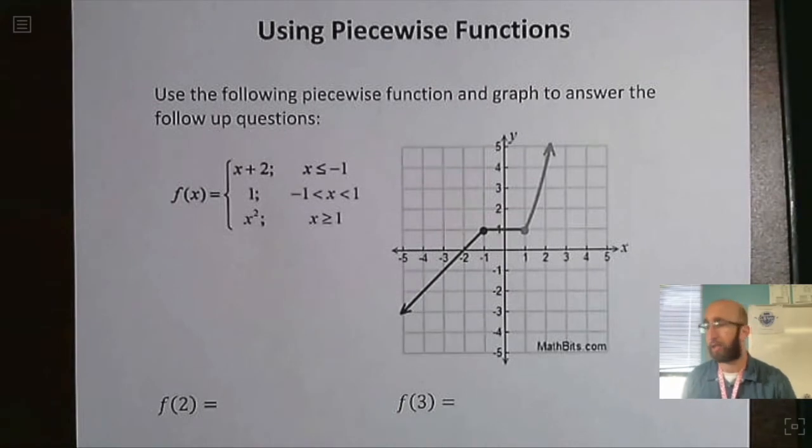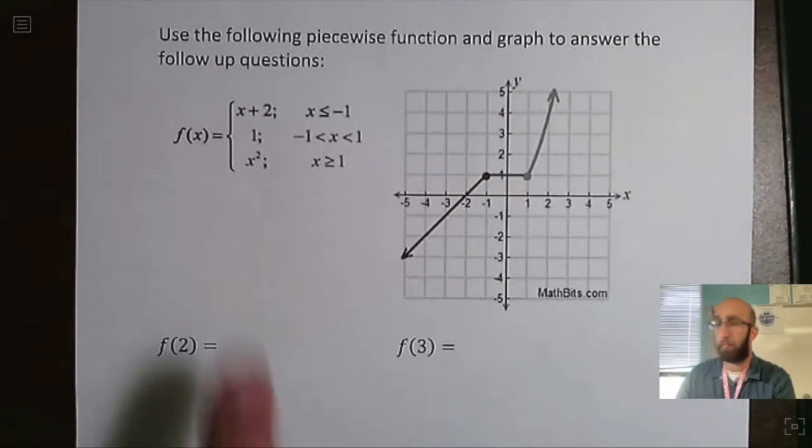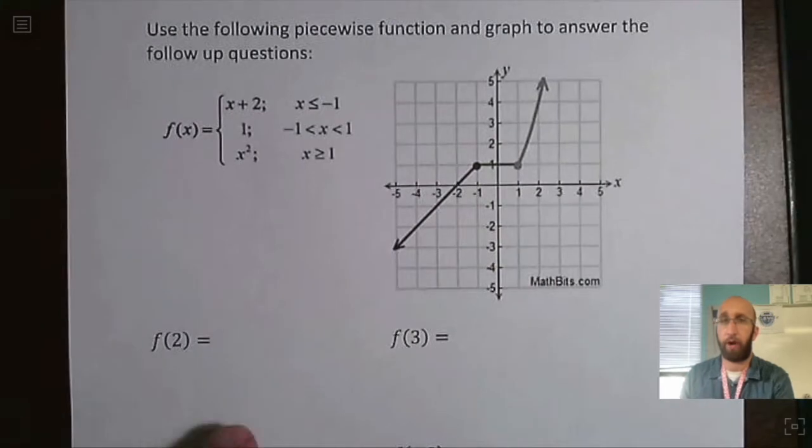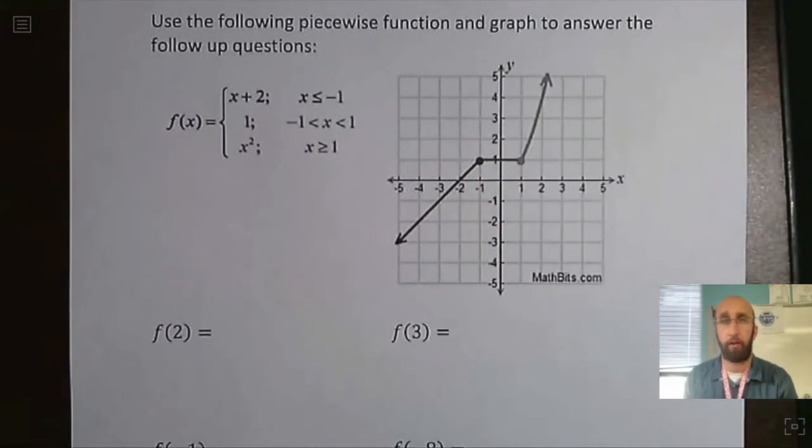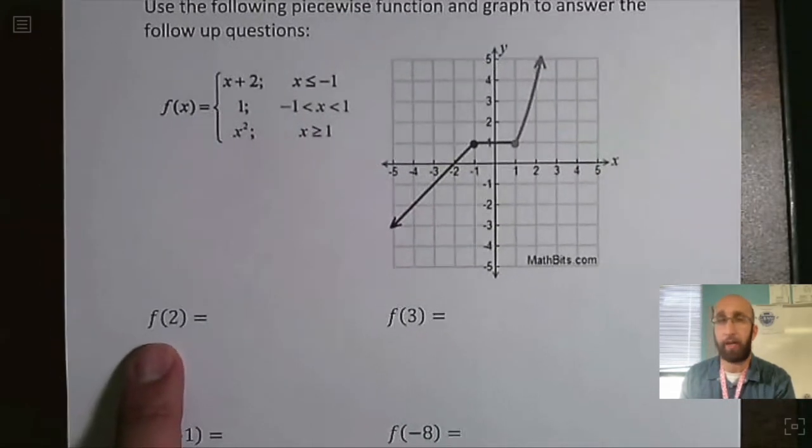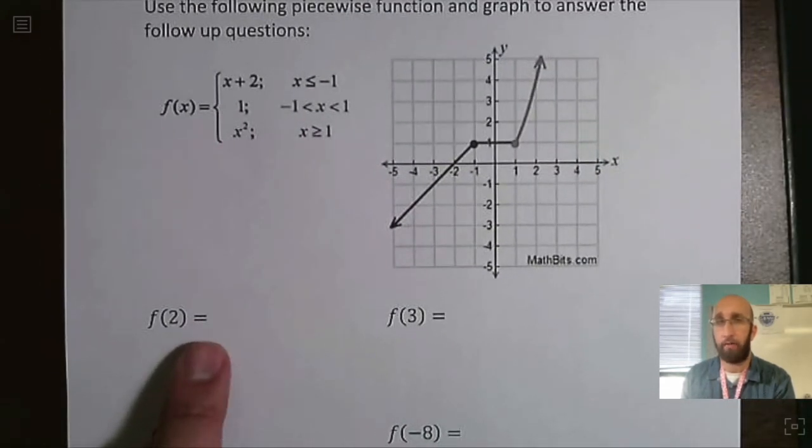We've talked a lot about piecewise functions in class, so I don't want to go too crazy into them. Let's just get to the evaluating piece. We have this equation, we have our graph, and I'm going to talk about how we could use both of them to get pieces of information that we need. So we need to figure out f of 2.